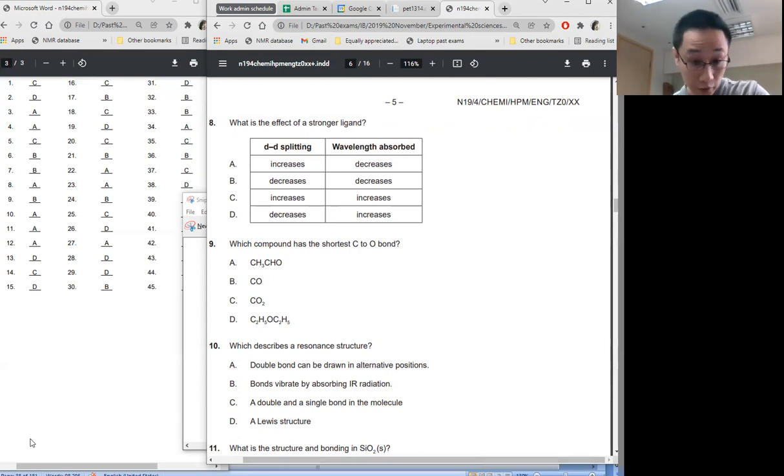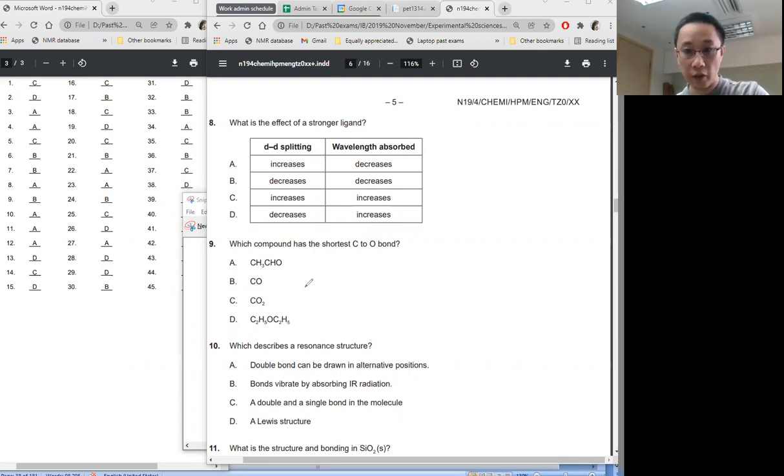Question 9 involves identifying the shortest CO bond. Basically, you need to recognize the bond order of the CO bonds within each molecule. A single bond has bond order 1, a double bond has bond order 2, and a triple bond has bond order 3. The higher the bond order, the shorter and stronger the bond.